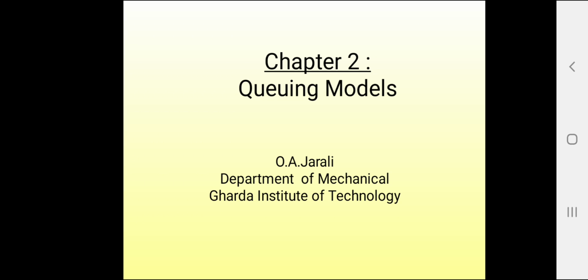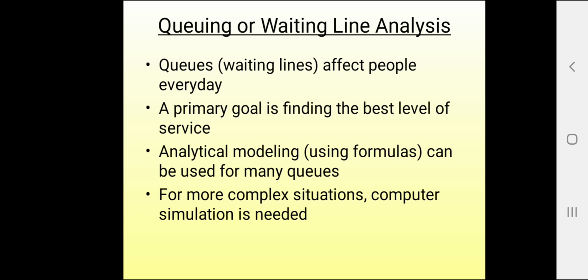So yesterday we discussed what is queuing theory, what is waiting line theory. We discussed some introductory part of queuing models, also elements or components of queuing systems. So today we will discuss the next part of queuing models.